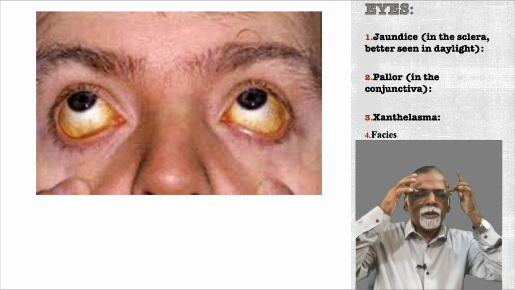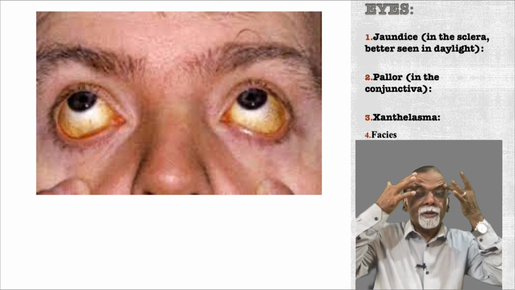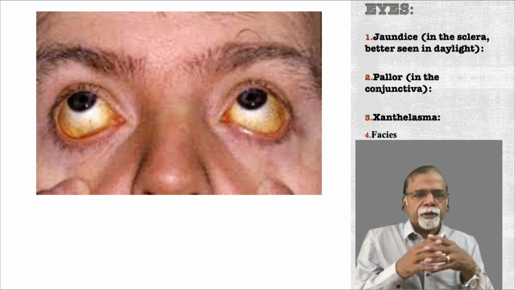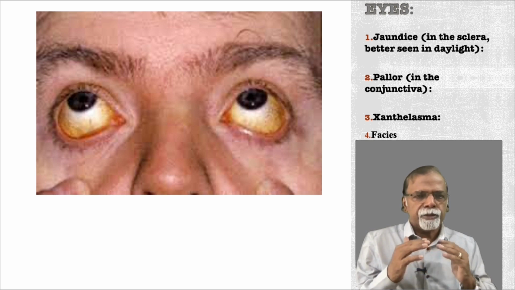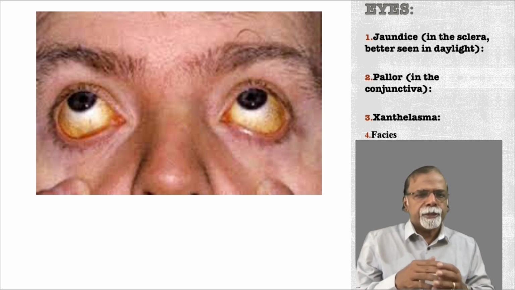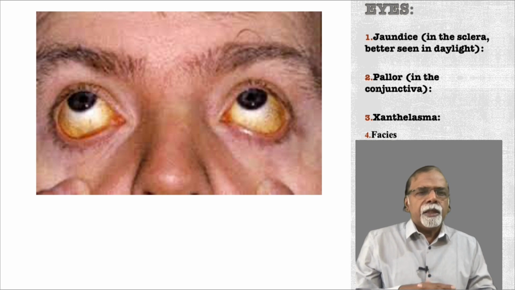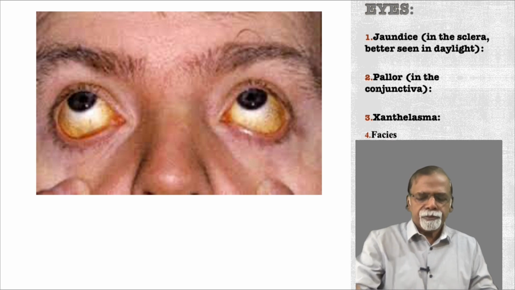Then ask the patient to look downwards and see whether there is any yellowish discoloration of the sclera, because jaundice is better identified by asking the patient to look upwards and look downwards and examining the sclera. Then along with this, look for pallor of the conjunctiva, which is a sign of anemia. Look for xanthelasma. Xanthelasma are patches of yellow skin around the lower or upper eyelids. This can be a sign of hyperlipidemia or primary biliary cirrhosis.